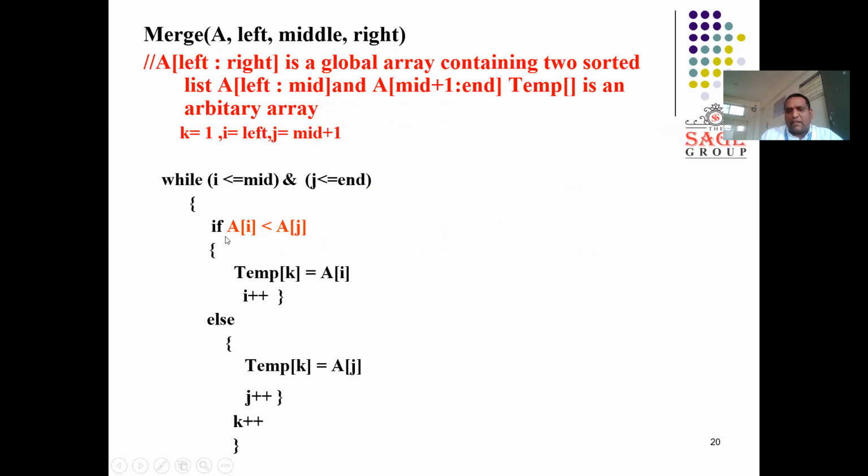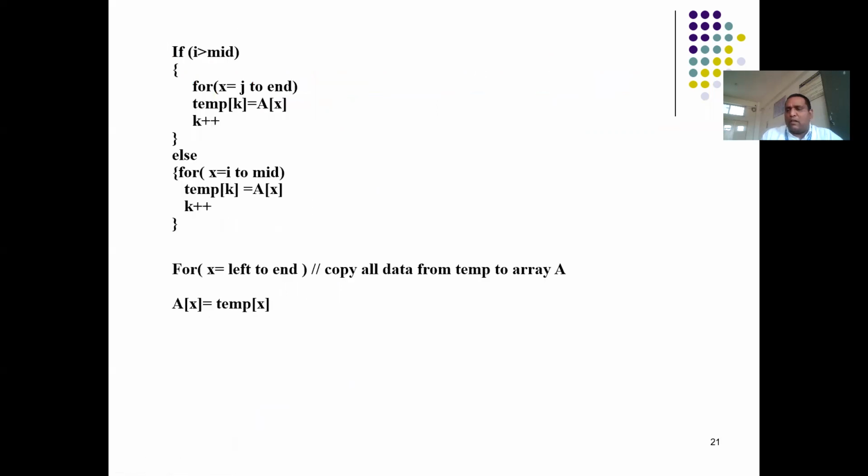Here we are saying that if we are comparing A[i] to A[j], whichever element is smaller, take this value into temp[k] and increase the value of i. Otherwise, put the value of j into the temporary variable and increase the value of j. This is how the loop is working.